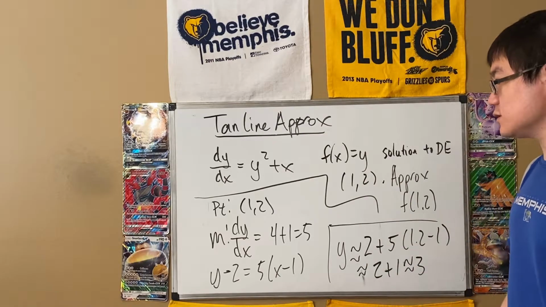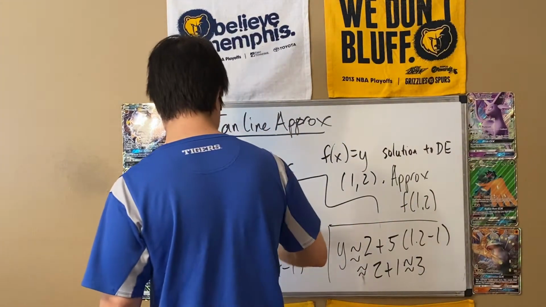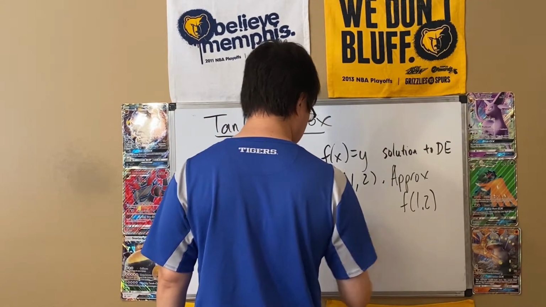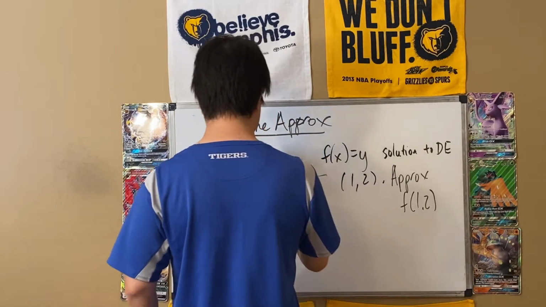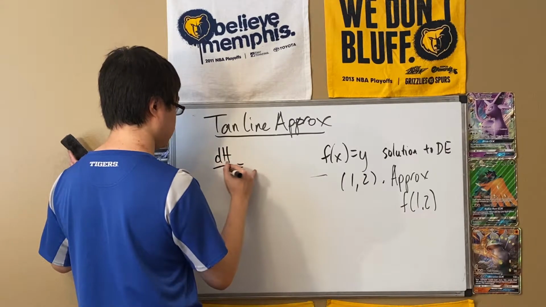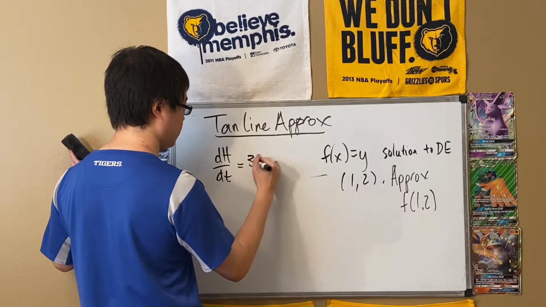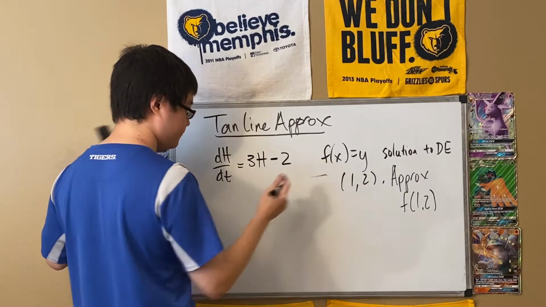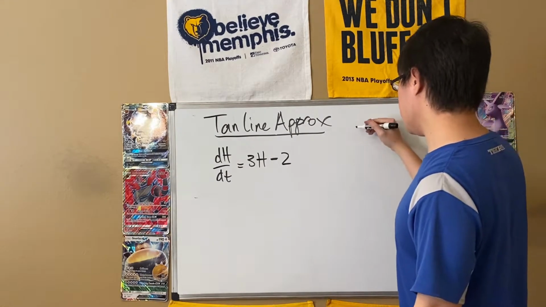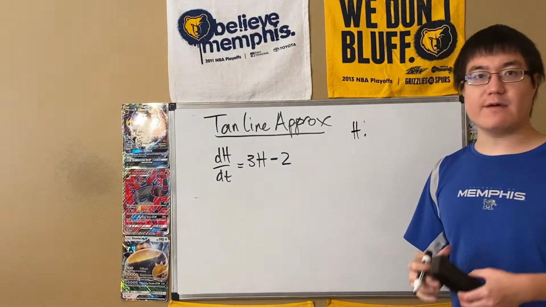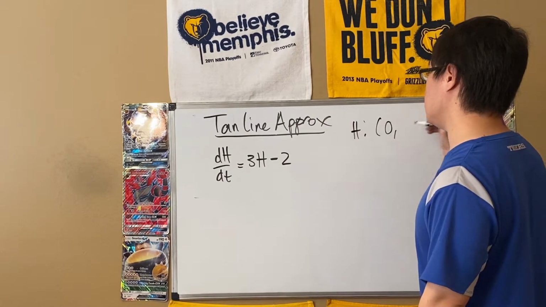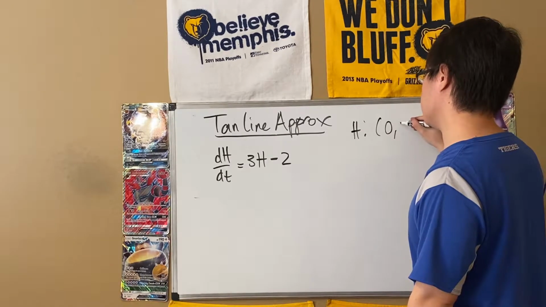So let's do another example of this. So let me erase this. Let's say we have, let's do different variables now. Let's do dh over dt. Let's say we have 3h minus 2. And we're going to ask a little bit harder of a question. First off, we're going to have a given point just like the previous example. So let's say our given point is 0, 2 or something like that.